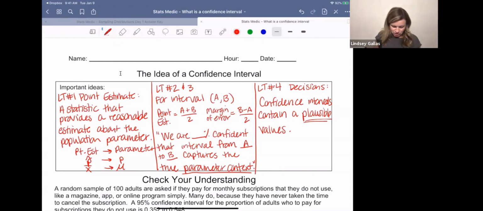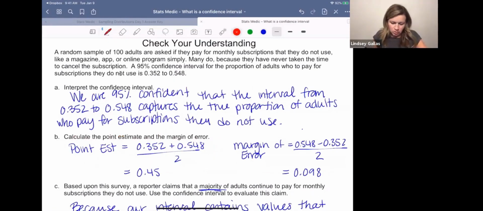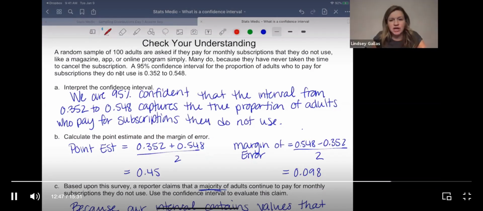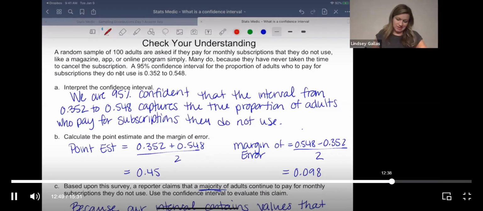All right, if you could please try the check your understanding problem. It should go pretty quickly, and then hit play when you're done and we'll go through our answers. Okay, so in this check your understanding, we're talking about adults who pay for monthly subscriptions that they don't have.